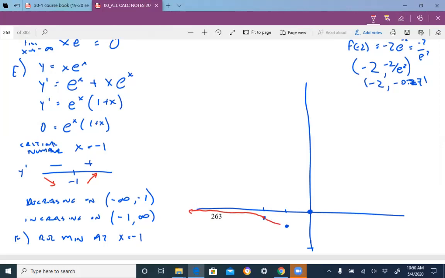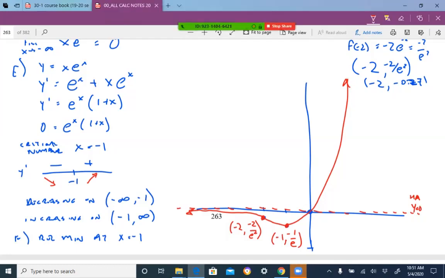So this will all be concave up through this minimum, and it looks like we have a horizontal asymptote. Even though it is only when x goes to negative infinity, it is still our horizontal asymptote, y equals 0. This is -1, comma -1 over e, and this is the point -2, -2 over e squared. And that's what this graph looks like.